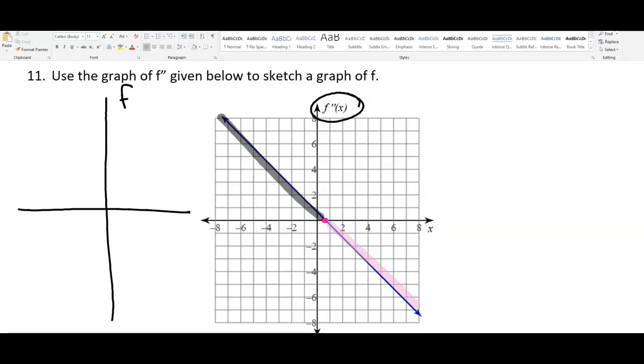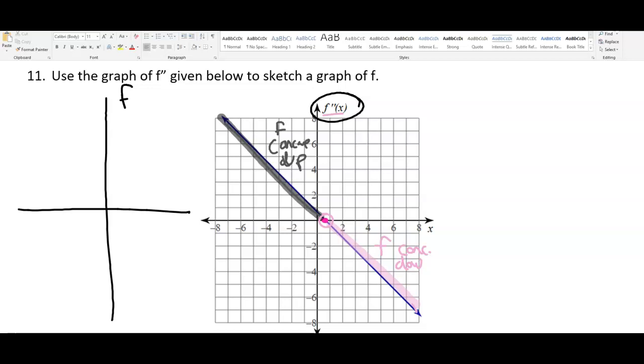So to the left of 0.5, f is going to be concave down. No, sorry, up. Because over here my second derivative is positive, so that means that on this gray interval f will be concave up. And for the pink interval over here, since my second derivative is negative, f will be concave down. Okay, and this point here would be a point of inflection where the second derivative equals 0. So let's go ahead and graph that.